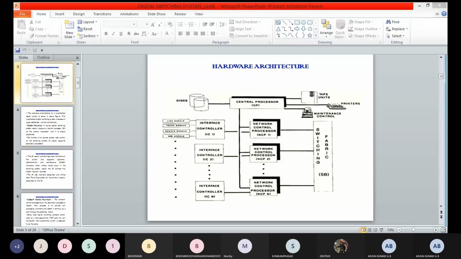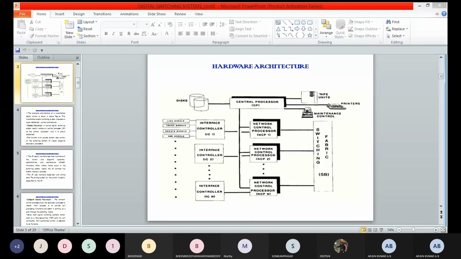The third one is the interface controllers. Most digital switching systems employ processor based controllers that act as a concentrator of all the incoming lines and trunks. All the incoming lines, trunk lines, and some remote modules or special modules are interconnected with the interface controllers. That's why the interface controllers are processor based and act as a concentrator of all the incoming and trunk lines.